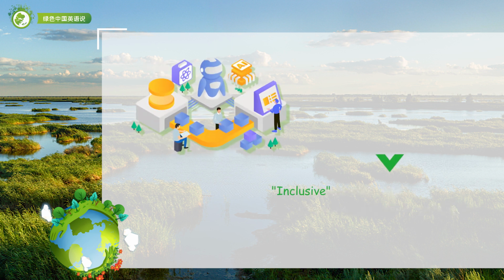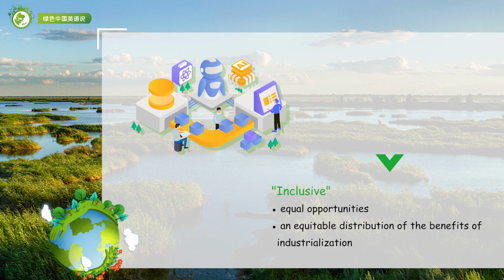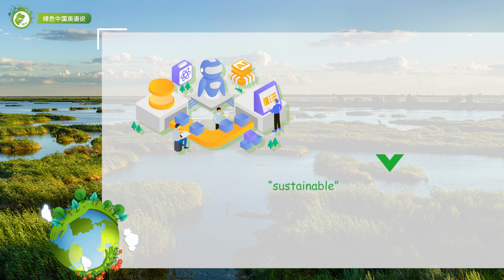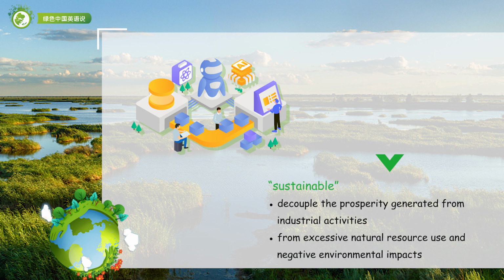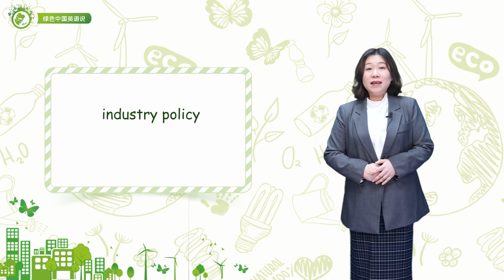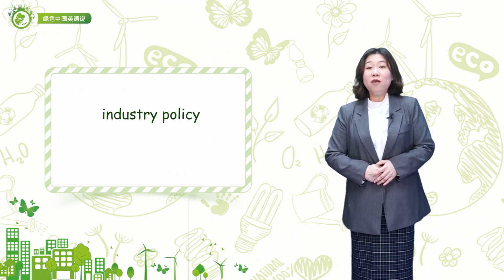Inclusive in this context means offering equal opportunities and an equitable distribution of the benefits of industrialization to all stakeholders. The term sustainable addresses the need to decouple the prosperity generated from industrial activities from excessive natural resource use and negative environmental impacts. The industry policy has kept evolving with industrial development.